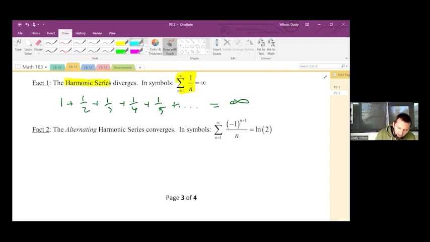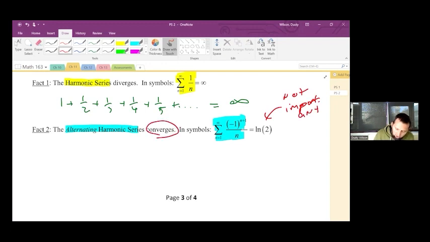Fact 2 is that the alternating harmonic series converges, that is, equals a number. In symbols, we would say that the sum from n equals 1 to infinity of -1 raised to the n plus 1 power over n equals a number. It happens to be equal to the ln of 2. The ln of 2 part isn't important, at least for our purposes.